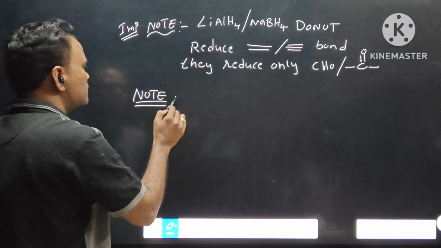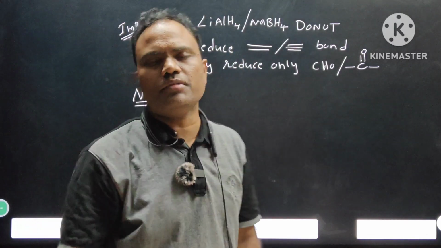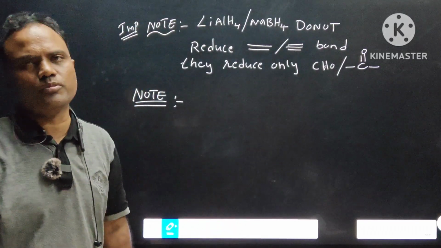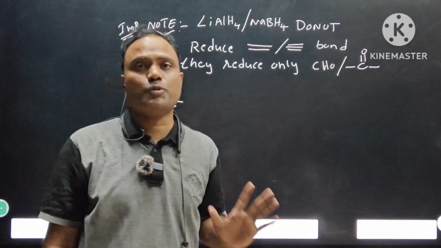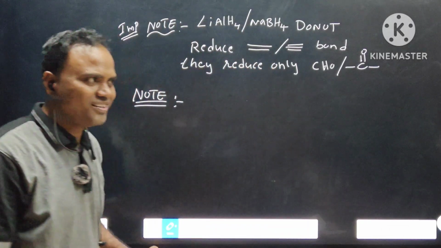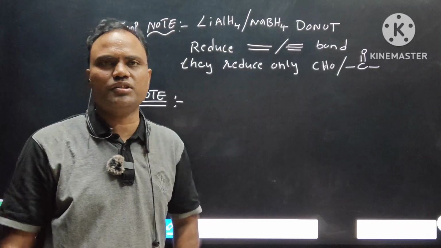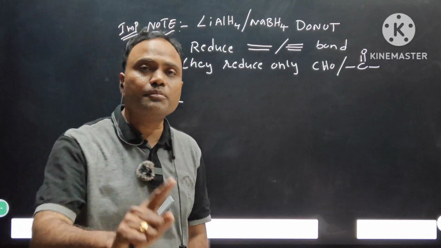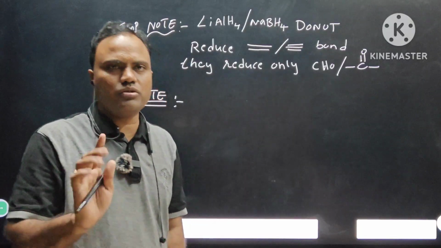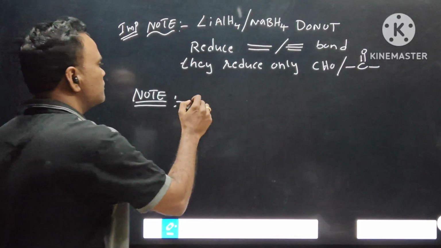Next, another note. Double bond is not reduced by lithium aluminum hydride, and double bond is not reduced by sodium borohydride. But we have one very important exceptional case. When double bond is adjacent to benzene ring, that will be reduced by lithium aluminum hydride only, not with sodium borohydride. Slowly you will get what I am going to explain. Clear? First of all, you write the note.